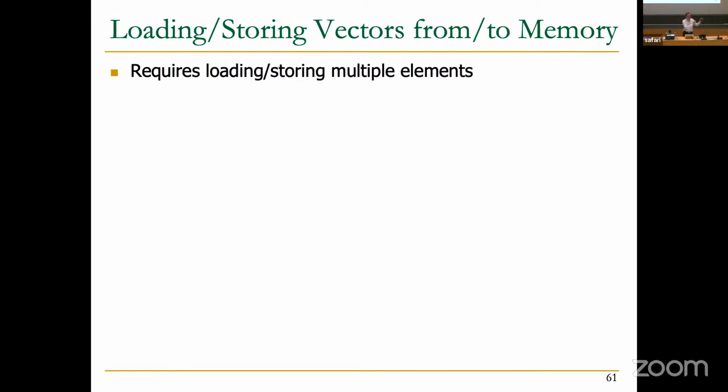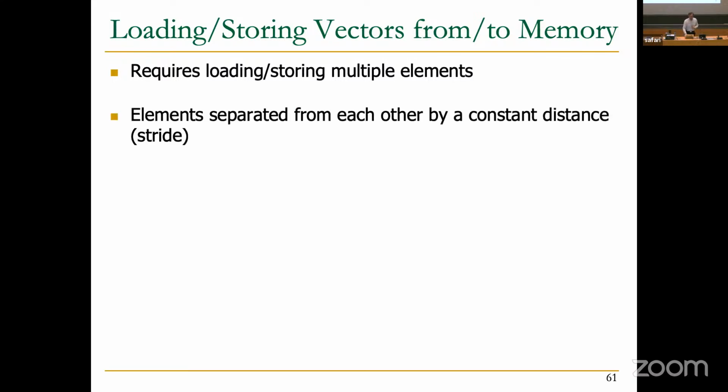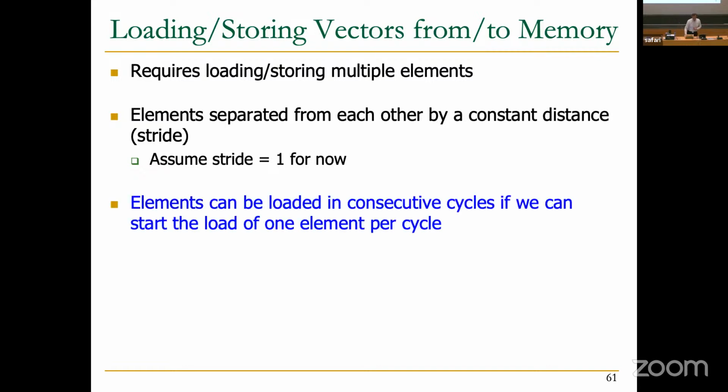And every cycle, because we're going to be loading millions and billions of elements potentially, right? So elements are separated from each other by a constant distance. We're going to assume this initially. This is called a stride. If this is not true, it's going to become a bit harder, as we will see. We're going to assume a stride of 1 for now, for simplicity. Later, I'm going to generalize this.